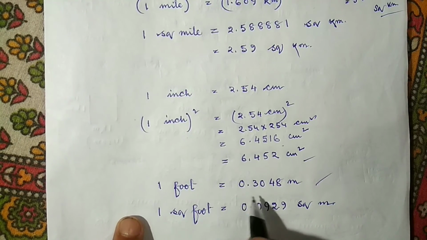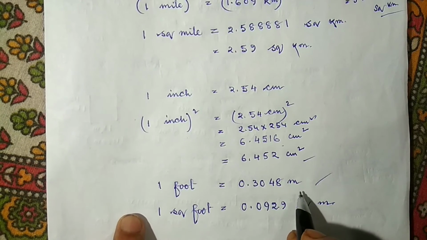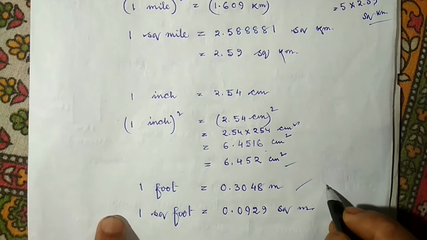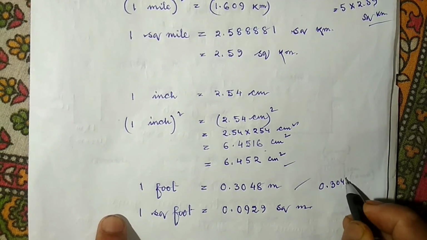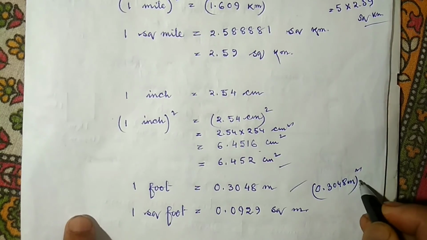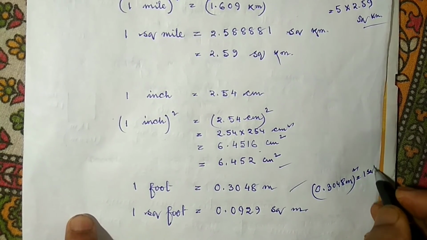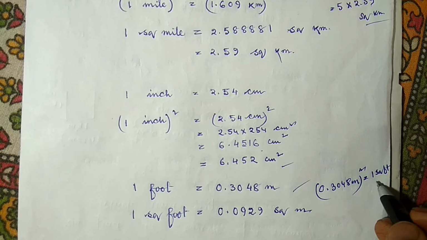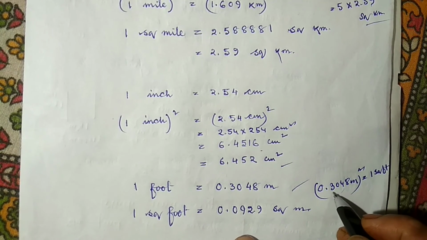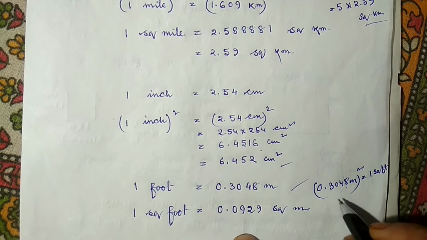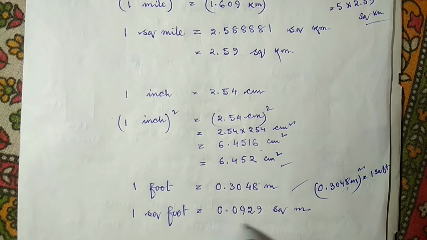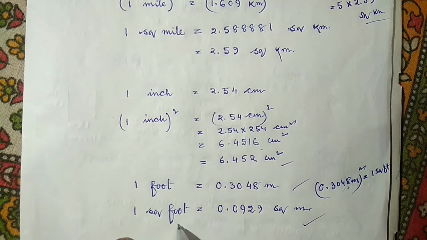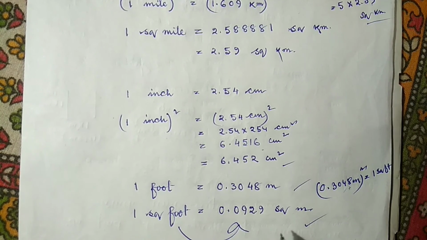We know 1 foot equals to 0.3048 meter. So if you want 1 foot square, what we have to do? We have to take the square of this. That means 0.3048 meter whole square equals to 1 square feet. Therefore, 0.3048 meter square equal to 1 square foot. And if I square, that means 0.3048 into 0.3048, I am going to get this value, 0.0929 square meter. Clear? So this is the relationship between square foot and square meter.